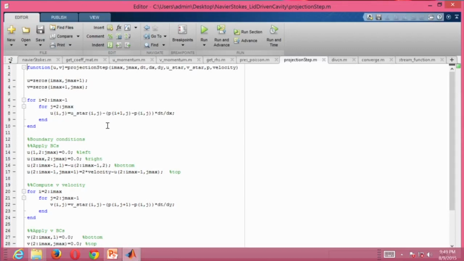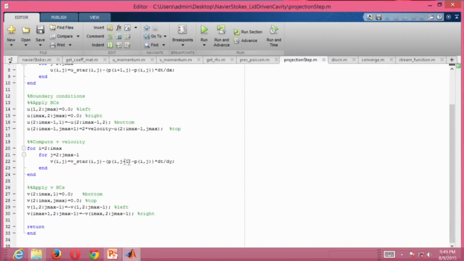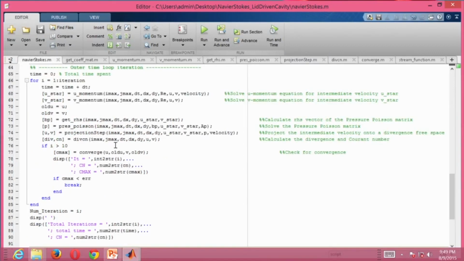Then once you get u, we need to ensure boundary condition, that is also done using these lines for left boundary, right boundary, bottom wall and top wall. Similarly, for the V equation, V star is used and the corrected pressure is used. So, to get the correct velocity, once you get the correct second component of velocity V, apply boundary condition for V, and that is done by these lines. Go back to the main. So, we have done the pressure Poisson projection step to get correct u and v velocity.